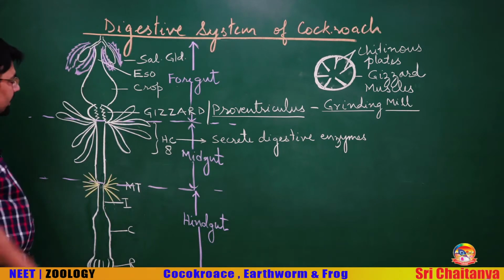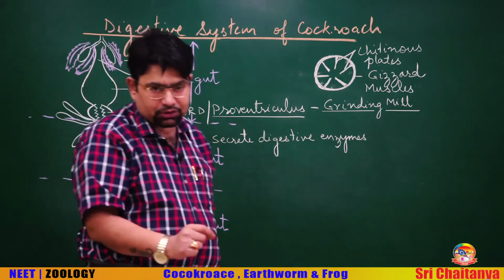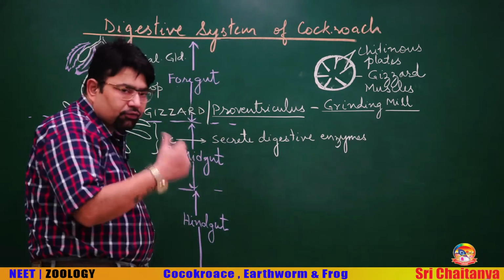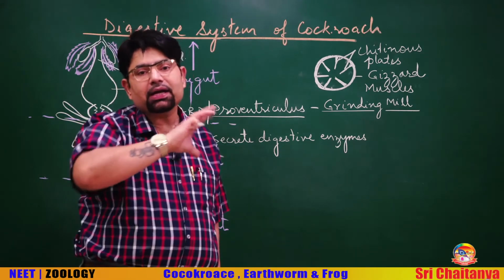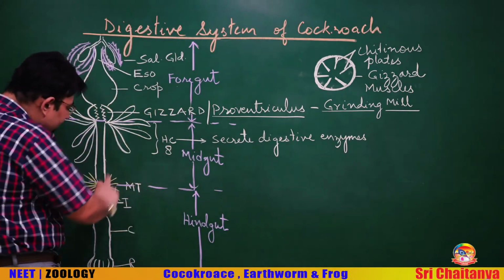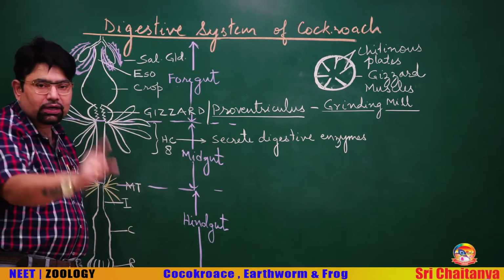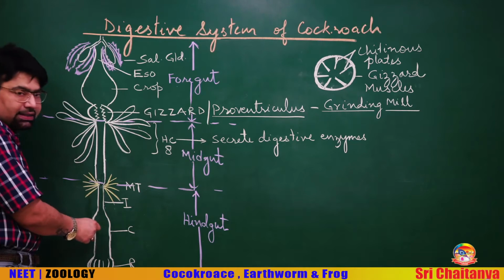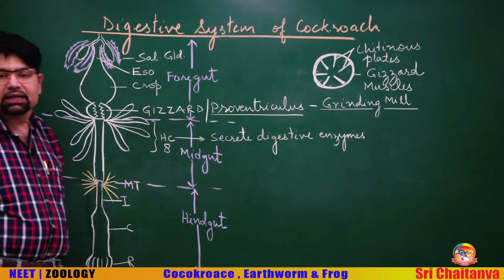Now, let us come to the midgut. This is the main site for digestion and absorption. Internally, it is lined by glandular epithelium, and the food inside the midgut is also enclosed by a protective peritrophic membrane. After that, we have the hindgut. In the hindgut: ileum, colon, rectum. Ileum is the narrowest part. Then the wider part is colon, and rectum is the last part which opens to the outside as anus.